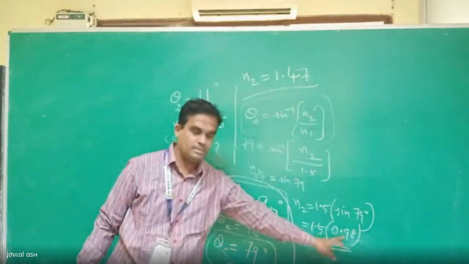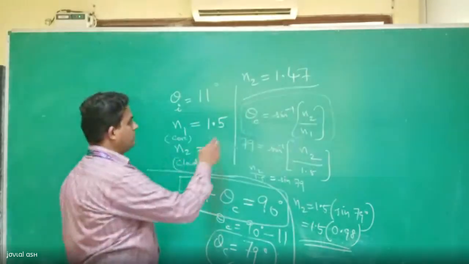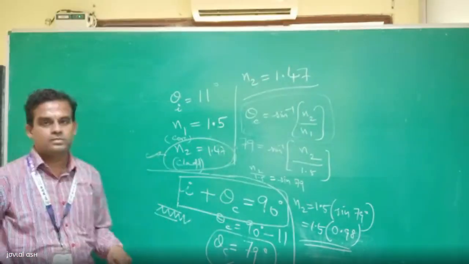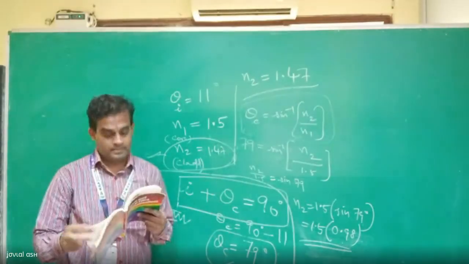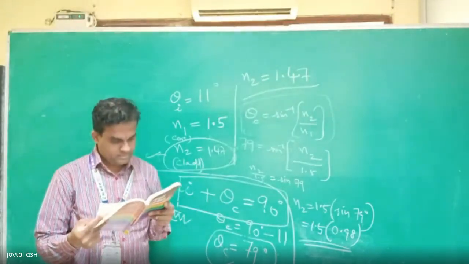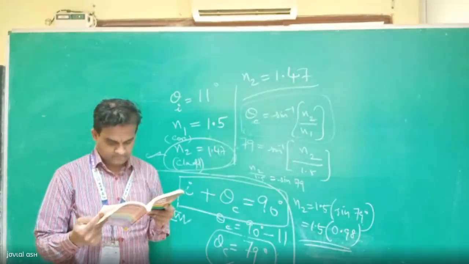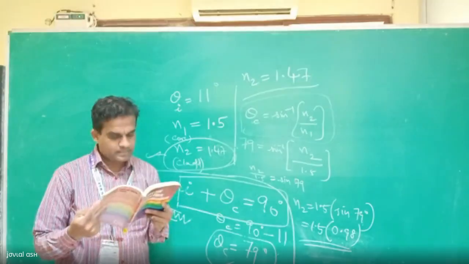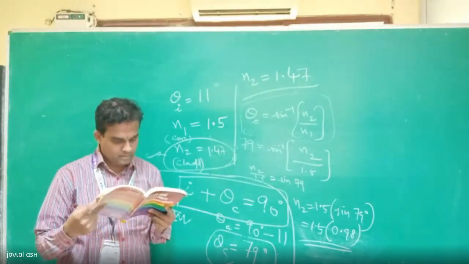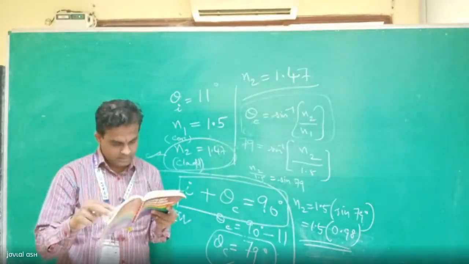Because if it is 100% you will get 1.5, and at 98% it is 1.47. So your N2 will be 1.47. You have followed the result. If you solve simple problems, it will be helpful if you sit for any examinations. Acceptance angle and numerical aperture should be taken as relative parameters.